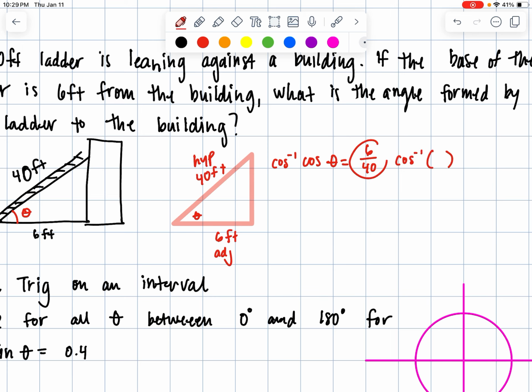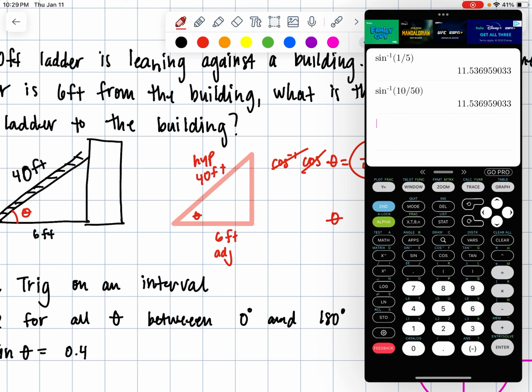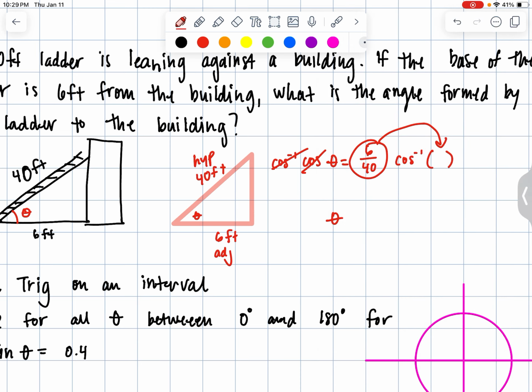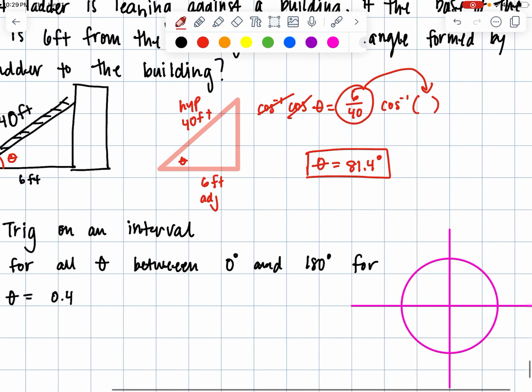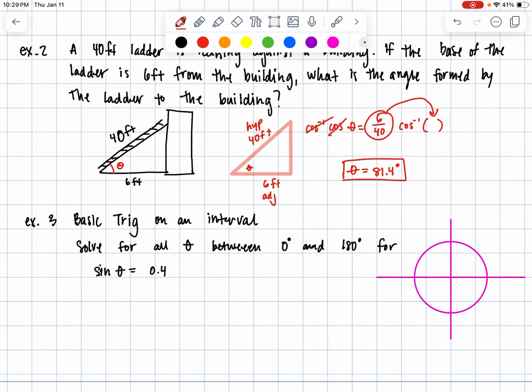Open the parentheses, close it, take this 6 over 40, throw that in there. Inverse cosine and cosine cancel out, and we should get theta is equal to, and this is where our calculator kicks in. Second, cosine 6 divided by 40, close parentheses, 81.37, which would round to 81.4. So our angle would be 81.4 degrees. All right, good. Now our last example of the day.